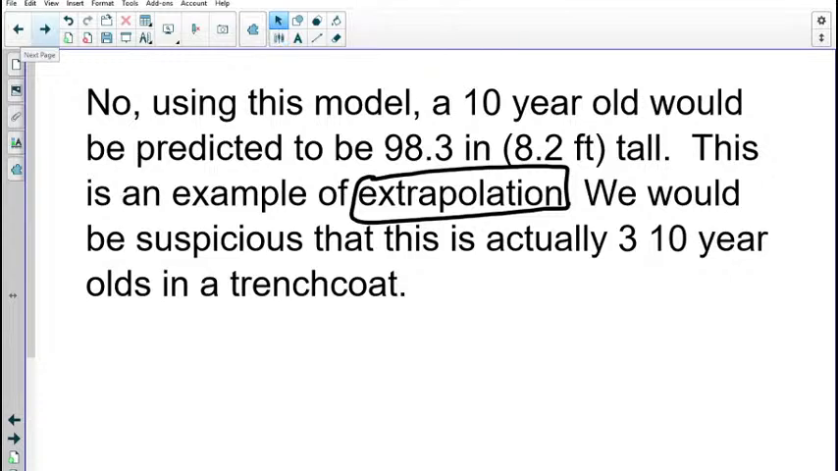This would be 8.2 feet for a 10-year-old. We would be suspicious that this is actually 3 10-year-olds in a trench coat.